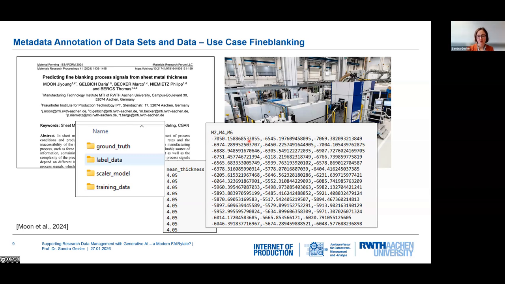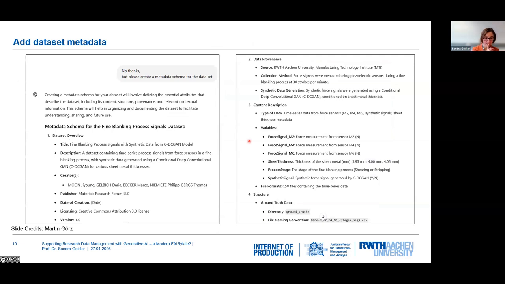So what we tried then is, first of all, simply to use generative AI, to use a large language model like ChatGPT, where we provided exactly this data set and also additional information in the form of documentation and publication. And then said, okay, come on, create us a metadata schema and metadata description for this kind of data set. This was the outcome, which in the beginning was not really bad.